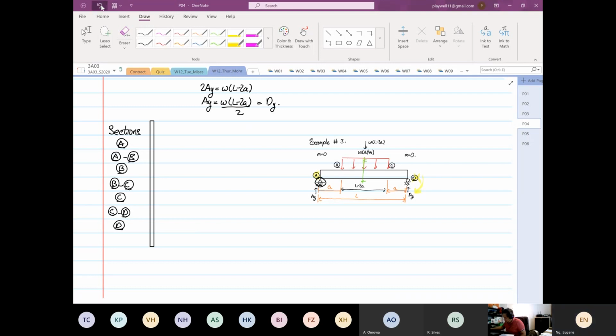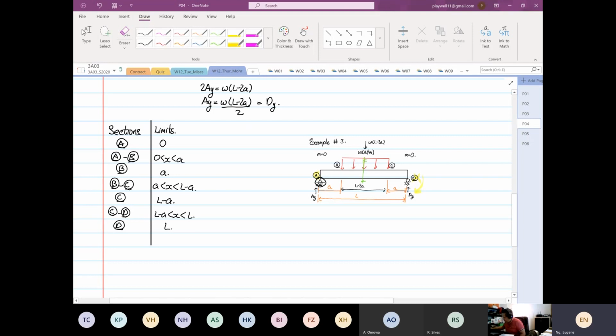Okay. Then we can have our limits. So our limits over here: at A, X is 0. A to B is 0 to a, because B is at the distance a. B to C is a to L minus a. At C it is L minus a. C to D is L minus a to L, and at point D the distance is L.